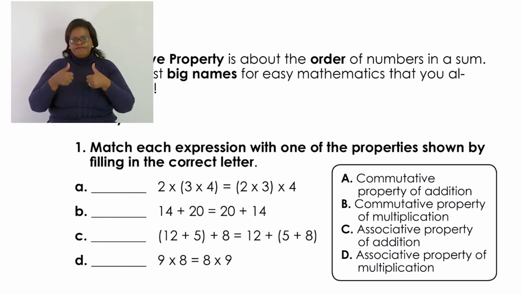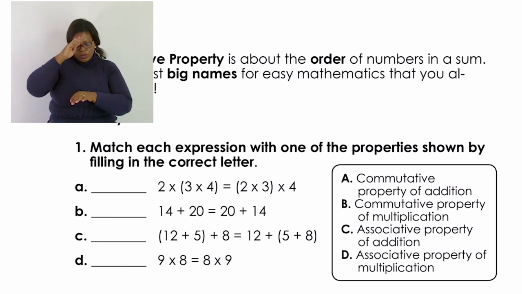Okay, let's look at activity 1. It says match each expression with one of the properties shown by filling in the correct letter. Let's look at A. What do you think? What type of property is that?